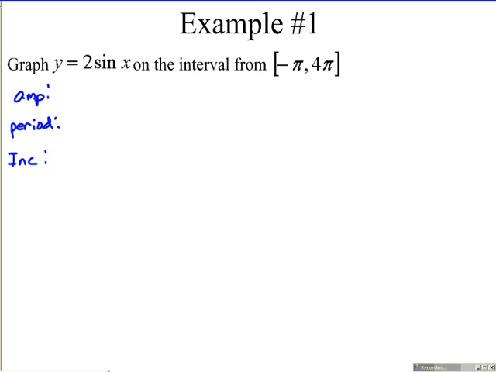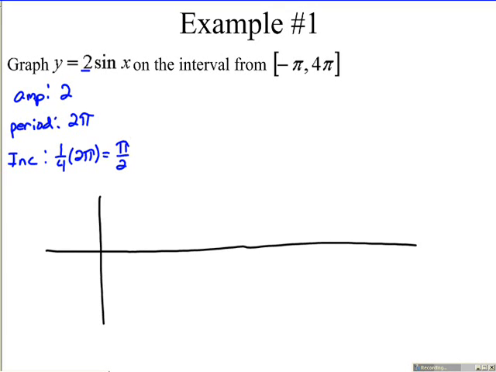Amplitude, number right in front of the function is 2. Period, 2 pi over the lead coefficient on x is just 2 pi over 1. Increment, 1/4 of that period, which is pi over 2. Now, this time it tells us we need to graph this on the interval from negative pi to 4 pi, so we're going to need to carry our graph out further than what we did before.